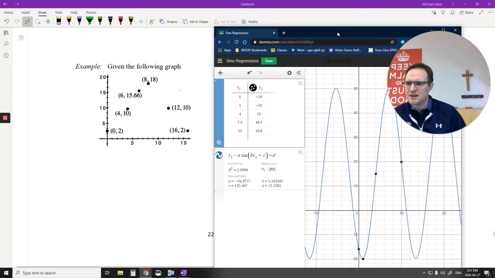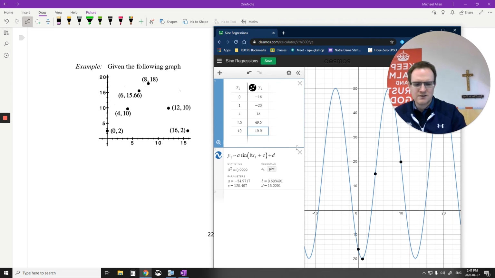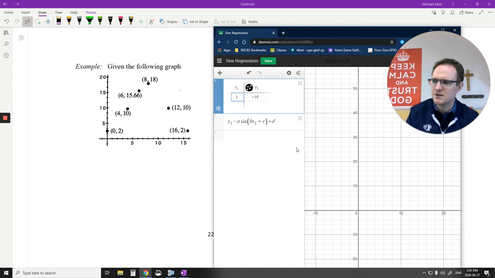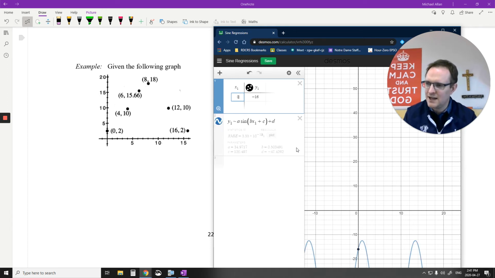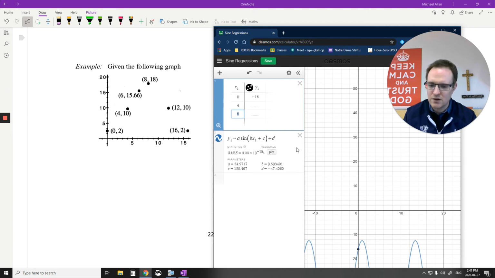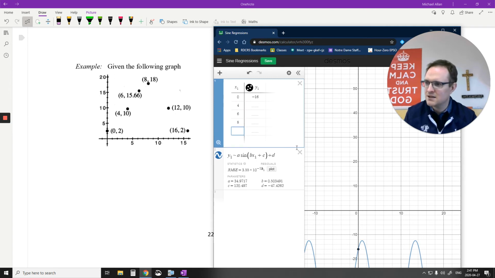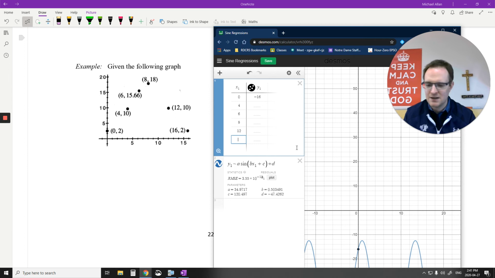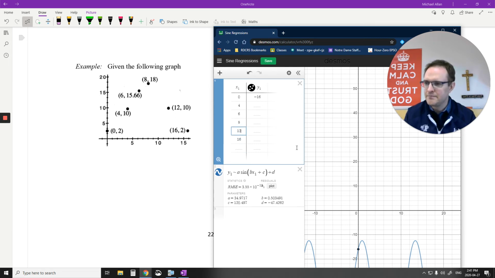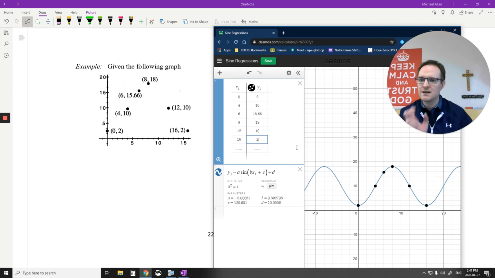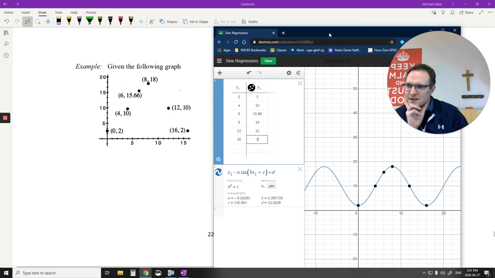So you're just going to go back into here and delete a bunch of this stuff. You just go delete, delete, delete a bunch of times, and then you can put the X's and Y's in this spot. So all the X's, I'm going to go 0, 4, 6, 8, 12. Seems like I skipped one there. And 16. Okay. Then in the Y coordinates, I'm going to go 10, or sorry, 210, 15.66, 18, 10 again, and then 2. Okay, so it looks like it fits really nicely here.